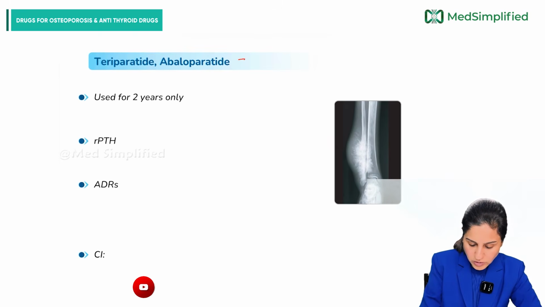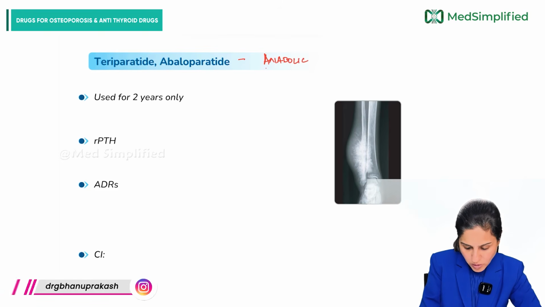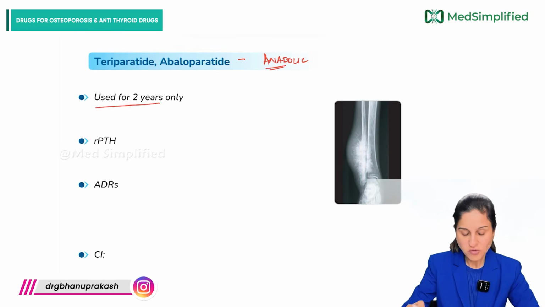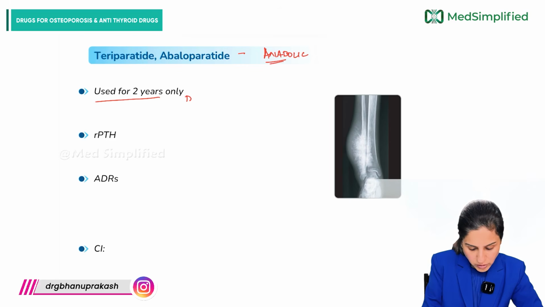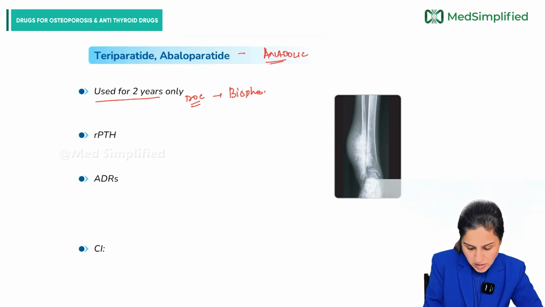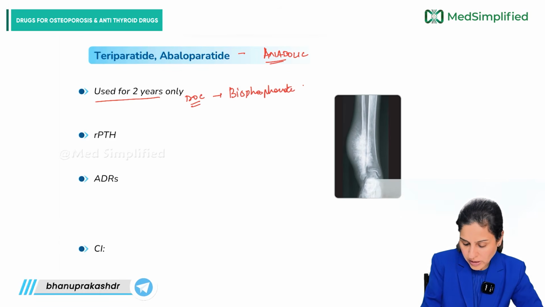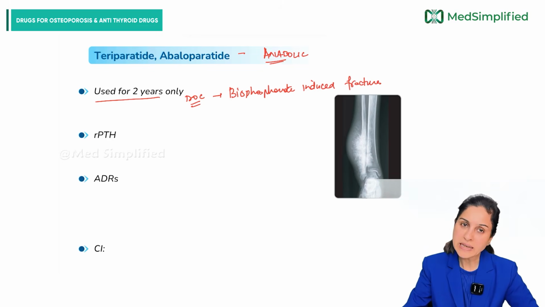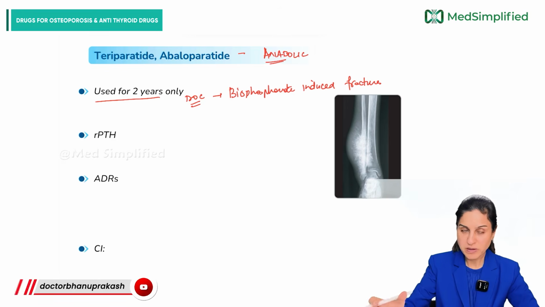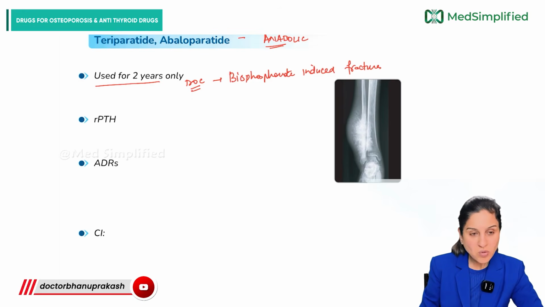Both of these are anabolic drugs. They are going to increase the formation of the bone. They are anabolic in nature, but they are only used for 2 years, not more than 2 years. Their major role, where they are the drug of choice, is in bisphosphonate-induced fractures, because they will help in increasing the formation of the bone. And if the patient cannot tolerate bisphosphonate, then we give them in osteoporosis, but we prefer to give bisphosphonates first.